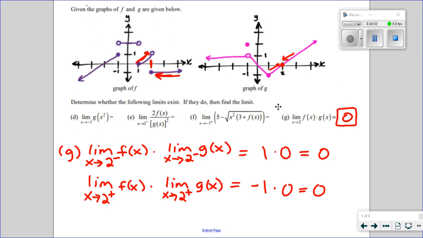Okay, so if you find when you're using these properties that one of these limits does not exist, you have to fall back to our existence theorem for a two-sided limit. You have to evaluate the one-sided limits.